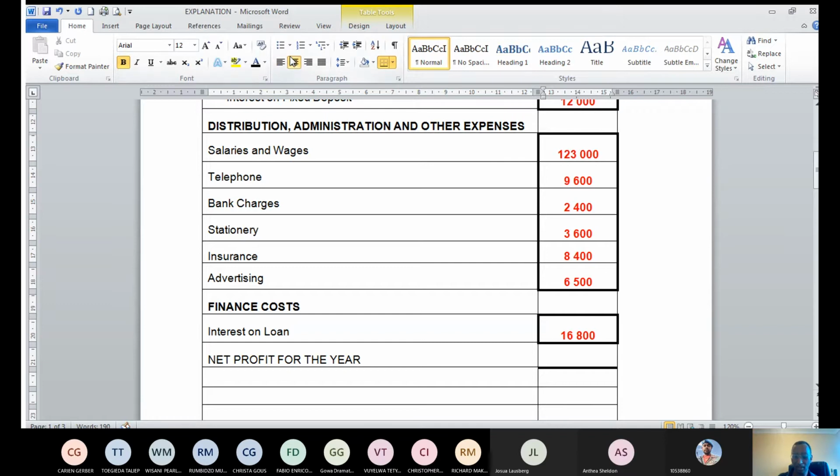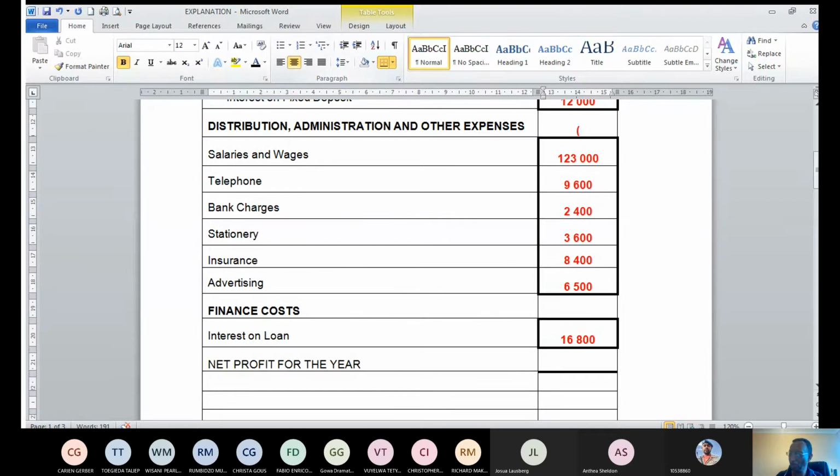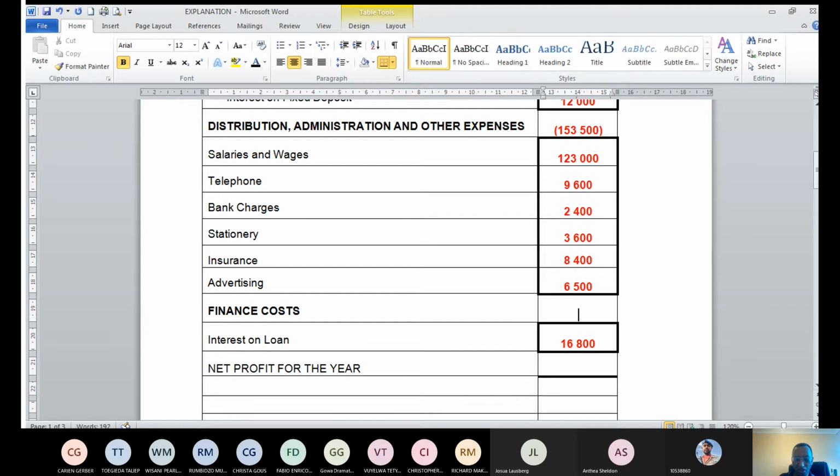And if I add that, put the amount in brackets because it must be subtracted. And your expenses now amount to 153,500 Rand. That's all our distribution, administrative, and other expenses. Our finance costs consisted only of one item. It has been blocked. You block it up like that. You put it in a block, and the total amount there is 16,800 Rand.